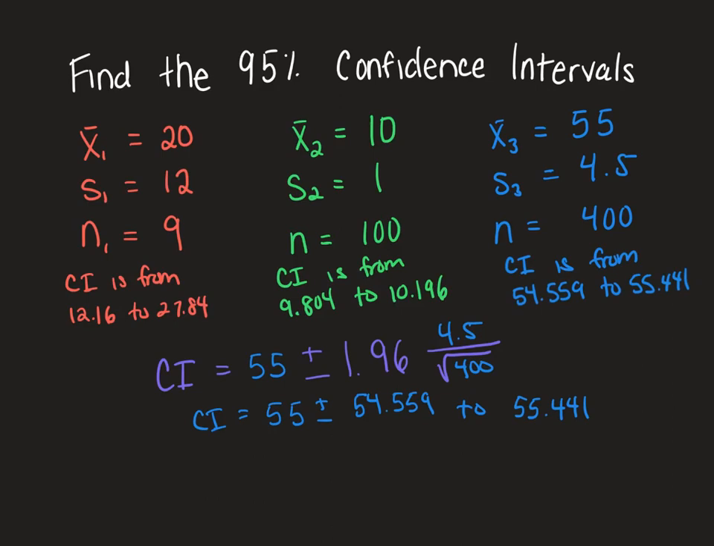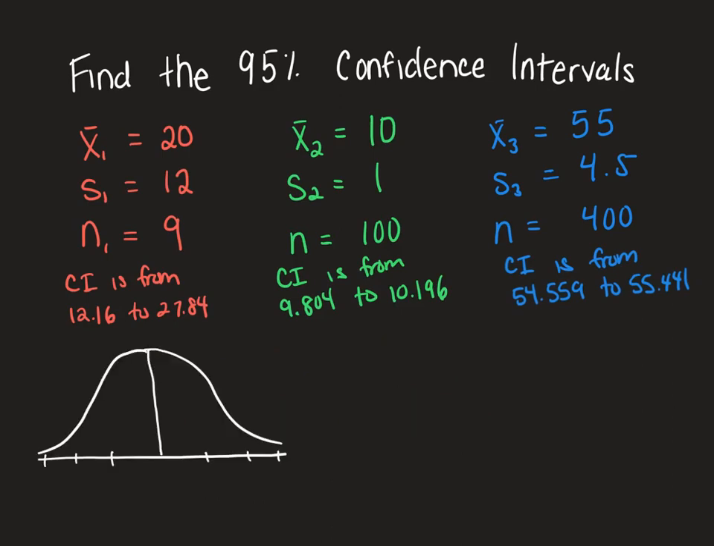Notice that when the standard deviations were larger and the sample sizes were smaller, such as in variable 1, the confidence interval is quite large. But when the standard deviation was small and the sample size was large, like in variable 2, the confidence interval is rather narrow. We can use the information we have here to create the normal distribution curve for each of these variables one by one.